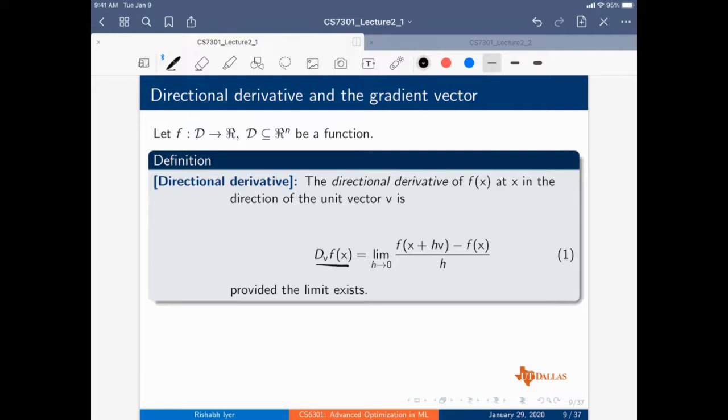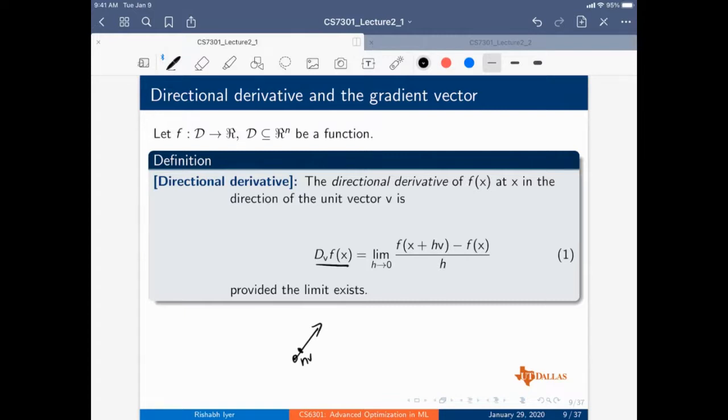So the intuition here is that I take a step of size h in the direction v, so I add x plus hv. I'm looking at a particular direction and subtracting x, divided by h. Essentially, I'm given a point in n-dimensional space and a vector direction v. I'm adding hv to x in this direction, constraining only in this direction, and taking the derivative over here.